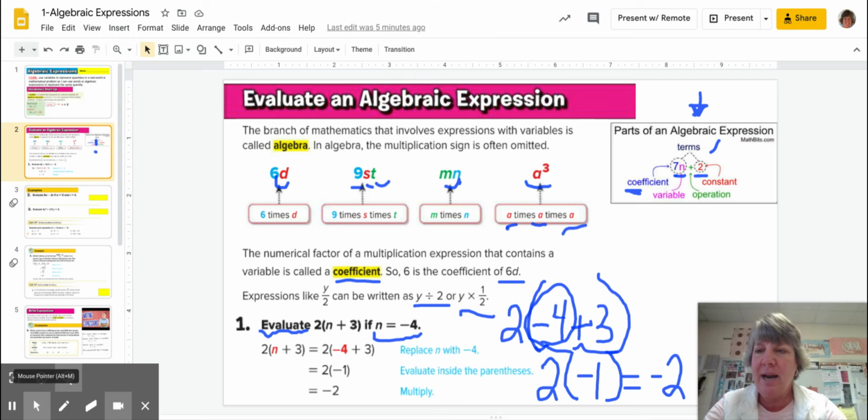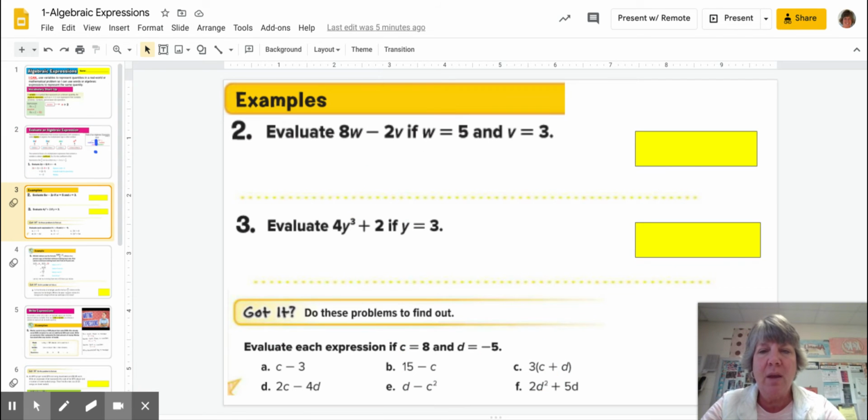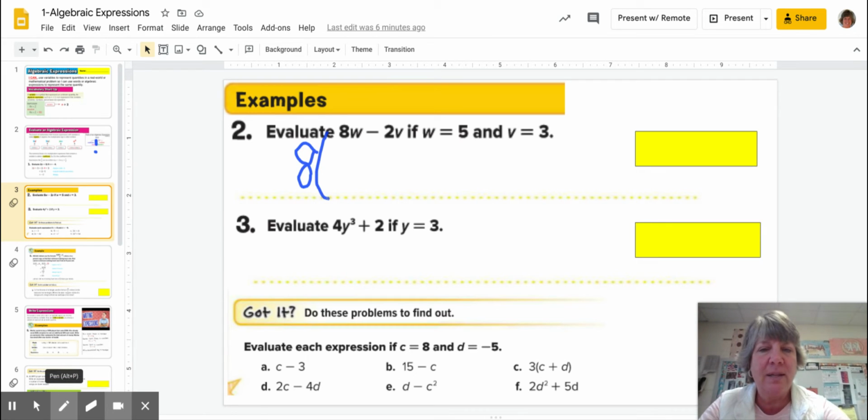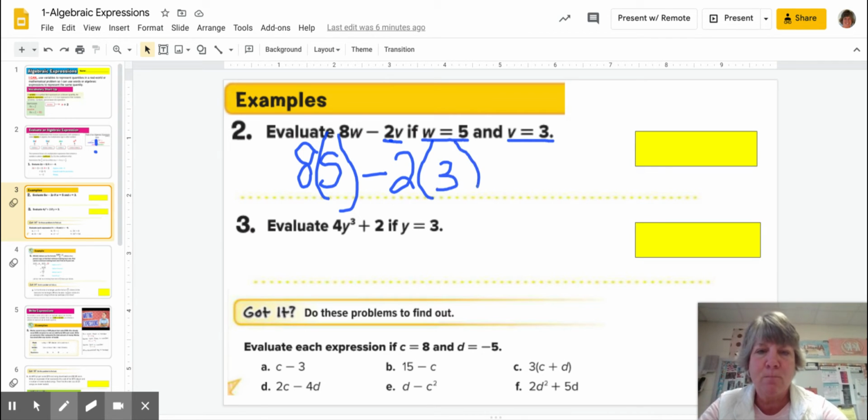All right, next slide. So we are going to evaluate 8w minus 2v. All right, so you will rewrite this 8 times w, and in this case, w is 5, and minus 2 right next to v, and v is 3. And so what are we going to do to solve this?